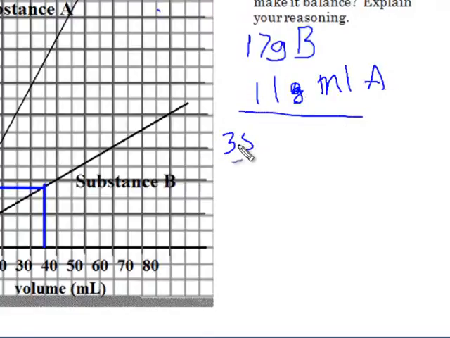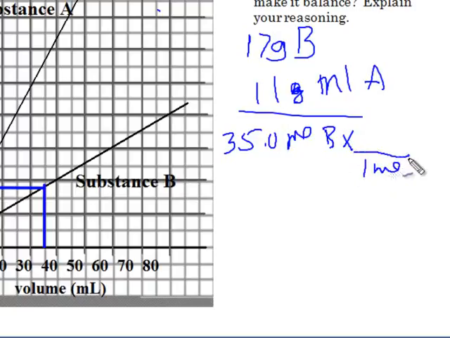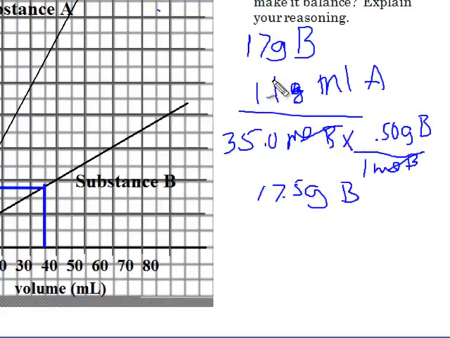Alright, so let's do it the factor label way. If I have 35.0 milliliters of B, I need to figure out what the mass of that is so I can get the balance to be even. What I know is 1 milliliter of B was 0.50 grams of B, and if I cancel out my milliliters of B, would I end up with 17.5 grams of B? Look how closely that matches. This is an estimate from the graph, and this is a calculation using a density that was estimated from a graph.